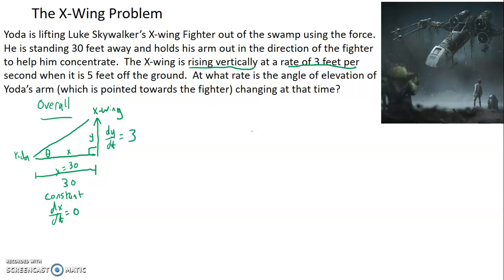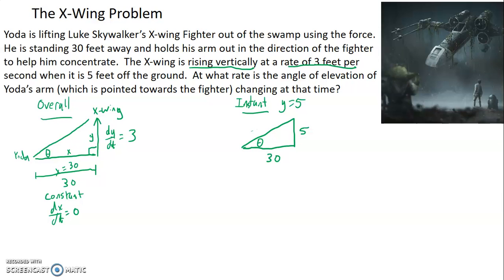We don't want to plug in 5 right here because that 5 is not a constant. That's at the instant when we're 5 feet off the ground. So we have to draw two pictures: the overall picture of what's happening as the X-Wing is moving, and then the picture at the instant when y equals 5. At that instant, we would have a triangle with theta, 5, and 30. We're going to use this triangle later to figure out what theta is at this instant, but we're going to use the overall picture to set up what's going on in this problem.